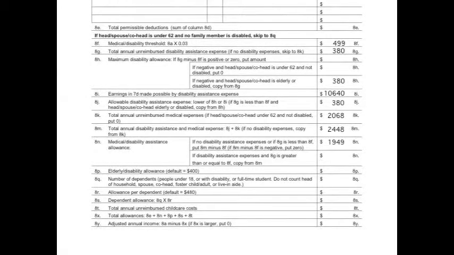So on the first field of 8N, you should have an answer of $1,949. This family qualifies as a disabled family, so on 8P, we're going to give him the $400 allowance. There are no dependents. There is no child care. Our total allowances on 8X is $2,349. And the adjusted annual income on 8Y is $14,291.